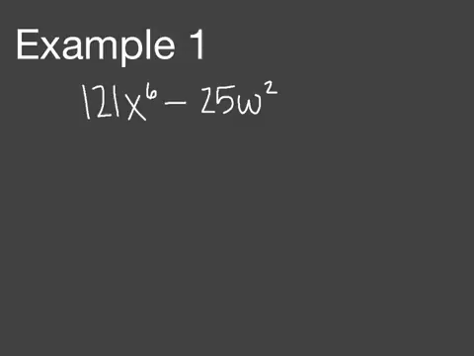121 x to the power 6 minus 25w squared. First thing I have to check is for a subtraction sign, because difference means subtraction. So because I have a subtraction sign, I can do difference of squares. So my answer is always going to be two sets of parentheses. And to figure out what I put inside these parentheses, I'm going to use the square root. So I'm going to take 121 x to the power 6 and do the square root.